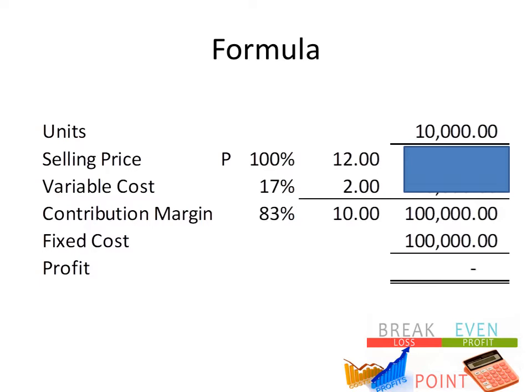Or if you don't want to memorize, you could just simply know that break-even has zero profit. So fixed cost should always equal contribution margin. So 100,000 divided by 10 would still be 10,000. So we just do 10,000 times 12, that's 120,000. 10,000 times 2, that's 20,000, so that's still 100,000. And then presto, we don't have to memorize our computation.